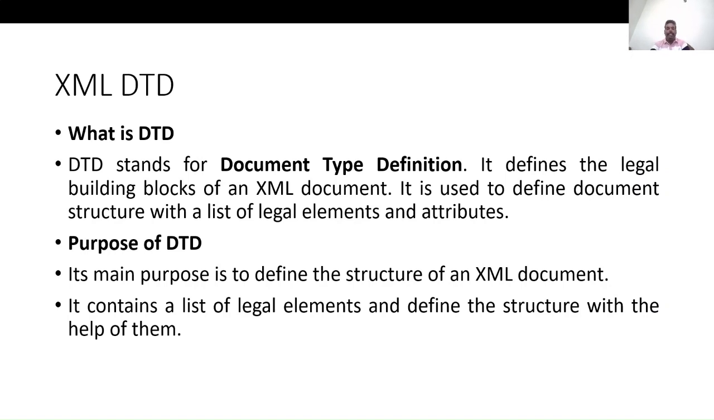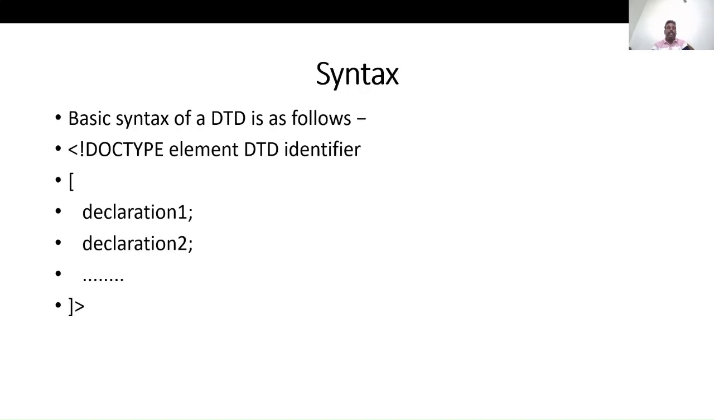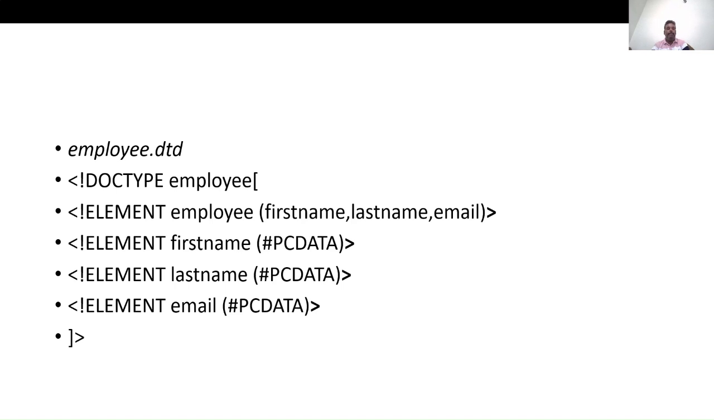That is DTD, which has some syntax also. So: open angle bracket, exclamation symbol, DOCTYPE, DTD identifier. Under that, the declarations 1, 2, up to n. Lastly you have to close your square bracket and the end tag. So we'll see with an example.